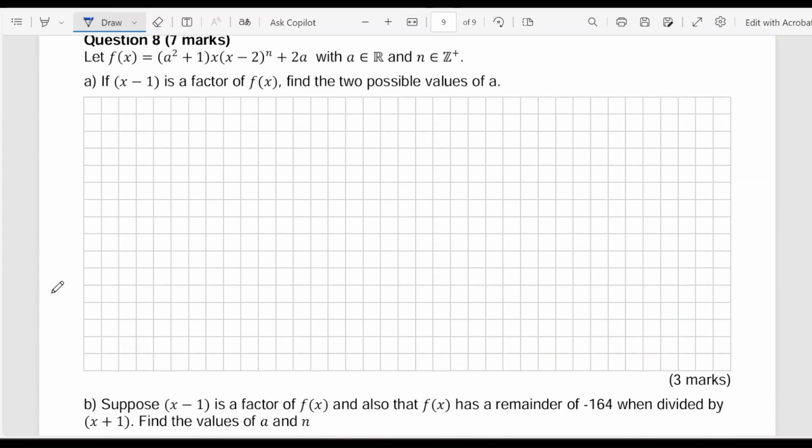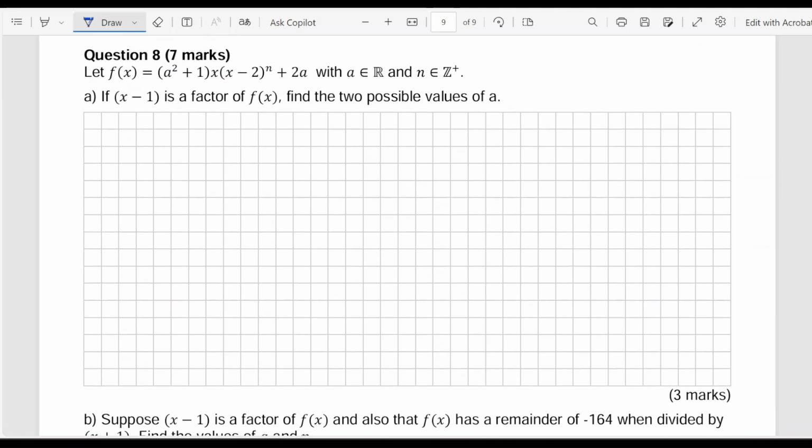Okay. All right. x take 1 is a factor of f. Find 2 possible values of a. So therefore, 0 equals f of 1. And this is by the factor theorem. It's a special case of the remainder theorem, actually. It's for when the remainder equals 0. We have a factor. So 0 is a squared plus 1 times x is 1. And then we're going to get 1 take 2 to the n plus 2a. Let's see if we can simplify that down.